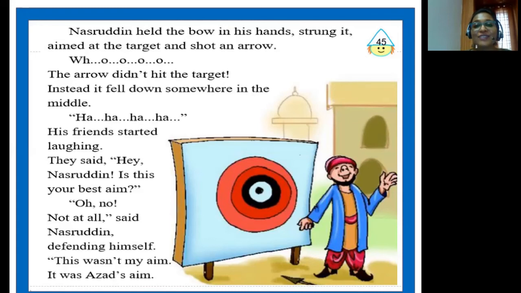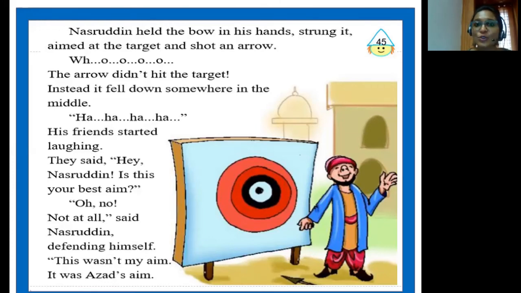Now, this gives a chance for his friends to laugh. Ha ha ha ha ha! His friends started laughing. They said, "Hey Nasruddin, is this your best aim?" So now his friends are having some fun. When Nasruddin missed his aim, they started laughing and asked Nasruddin if this was his best aim.